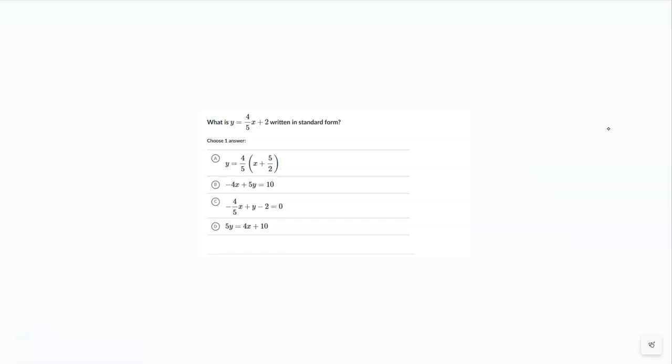Okay, first thing I'm going to do is subtract 4/5 x on both sides. So subtract 4/5 x. So we get, I'm going to put the x first, just because that's how they want you to write it in standard form. Now we have a fraction again. Look at the fraction. The denominator is 5, so multiply the entire thing by 5.